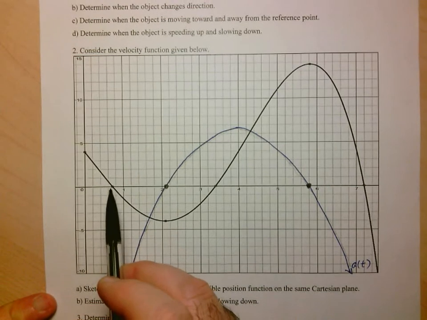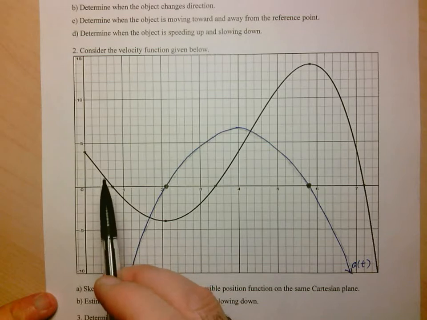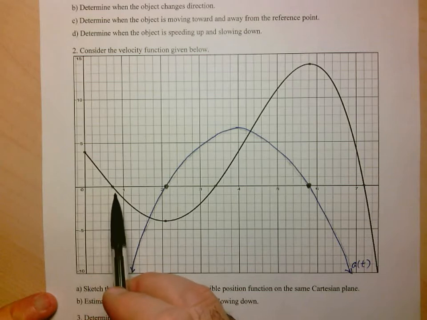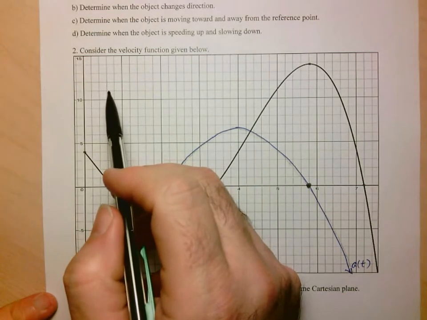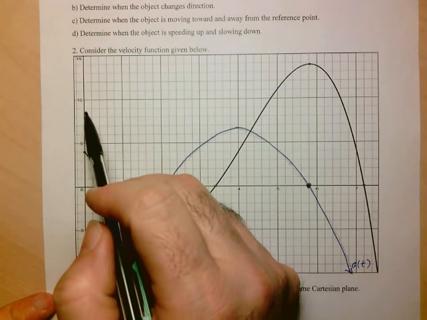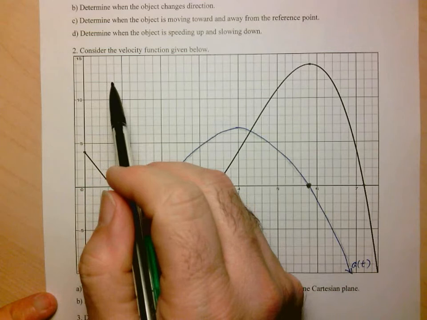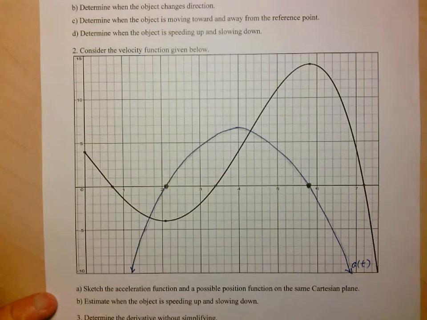So that means that my original function, in this case your position function, is going to have a horizontal tangent. And if we look to the left and right, we see that the slopes of the tangents are going from positive to negative. So if you have a horizontal tangent and positive slopes on the left, it's going to be coming down, and on the other side the slopes of the tangents are negative.